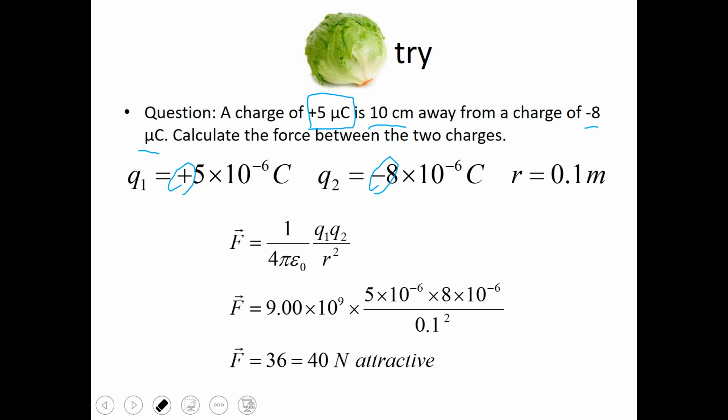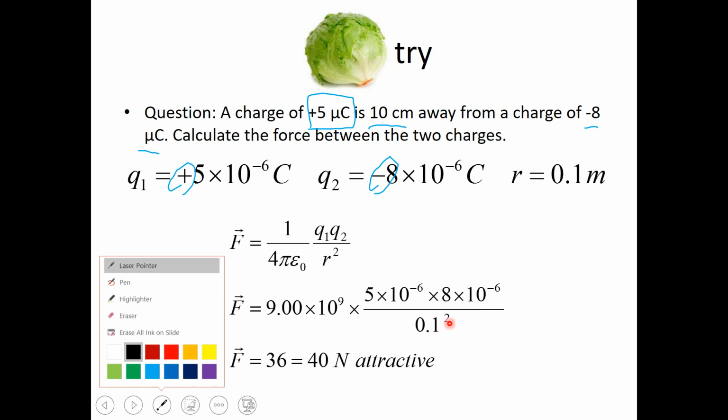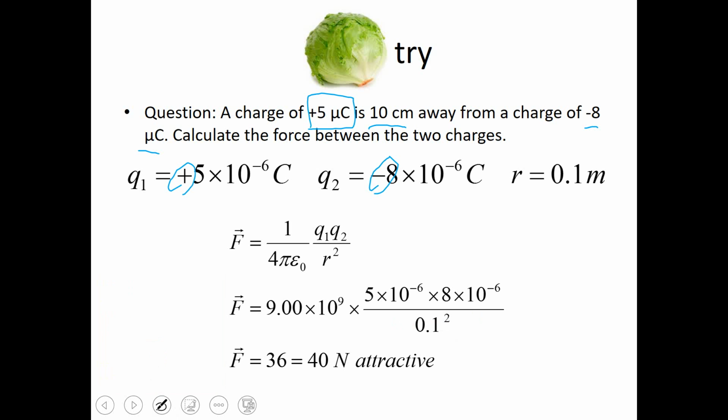Now if we look here, we have your 9 by 10 to the 9 coulombs constant, and then you just simply enter in your 5 microcoulombs and your 8 microcoulombs, and the key part here is that the distance, the radius between them, is in centimeters, often done to check if people are paying attention. So you've got to make sure that you change this to meters, and you've got to square it, which will then give you 36 newtons.